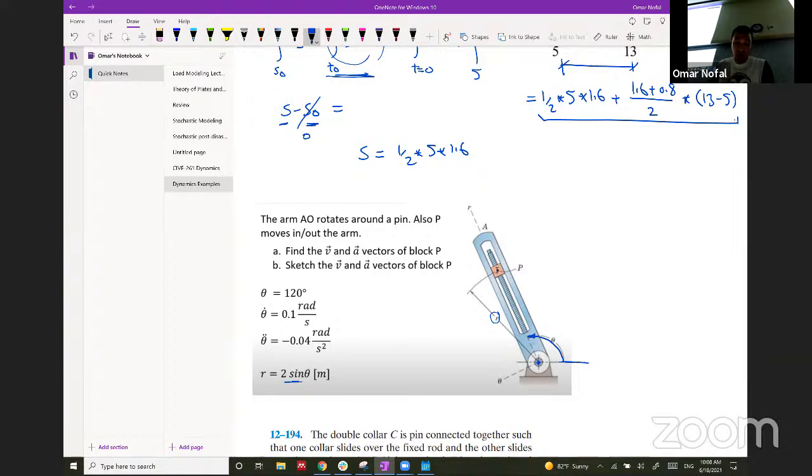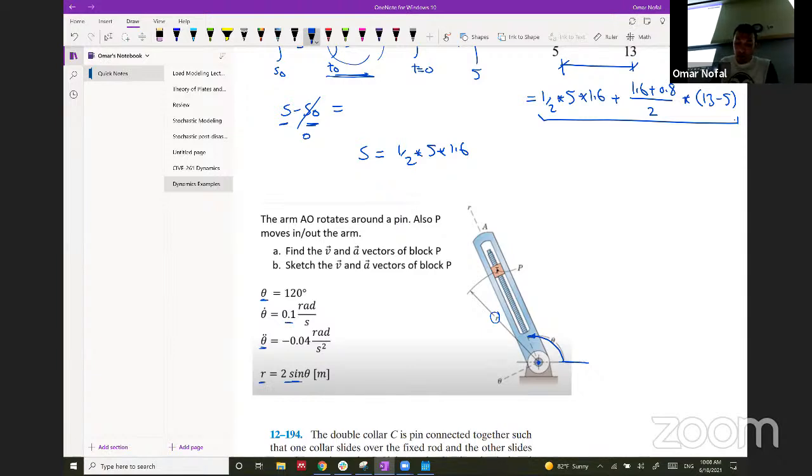So what I do in this problem, they want me to calculate the velocity and acceleration vector at this instant, where theta is equal to 120 degrees and theta dot is equal to 0.1 radian per second, and here's theta double dot, and they give me r.